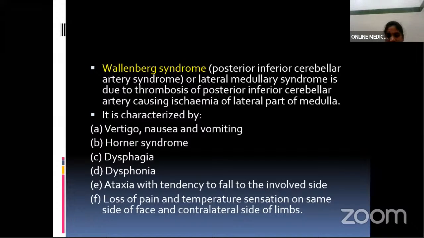Sometimes ataxia, with a tendency to fall because of involvement of the cerebellum. Patients have a tendency to fall to the involved side, and the lateral spinothalamic tract is also involved here. So that's why there is loss of pain and temperature sensation on the same side of the face and contralateral side of the limb. If you remember the tract, you can easily write this. Our concern is nausea, vomiting, vertigo, Horner syndrome, dysphagia, and dysphonia. All these are ENT presentations, and the other two are neurological presentations. Wallenberg syndrome. Other names you should be aware of.